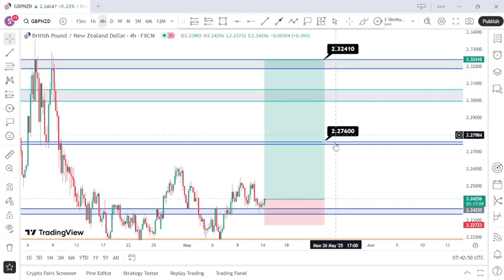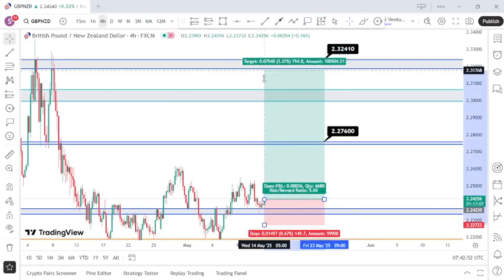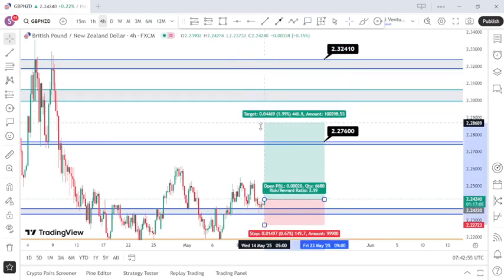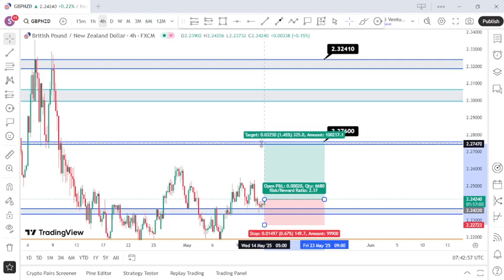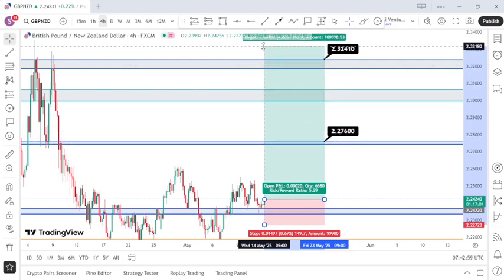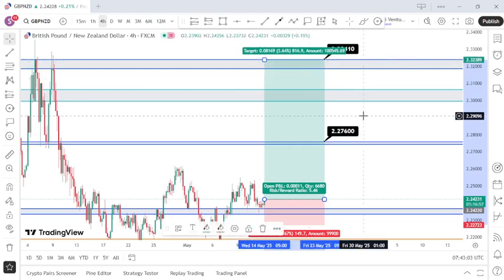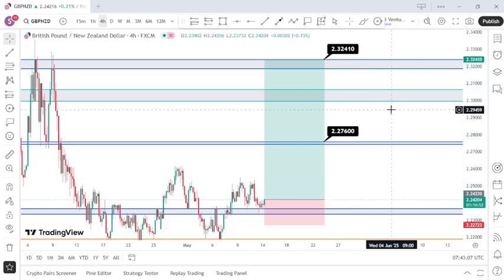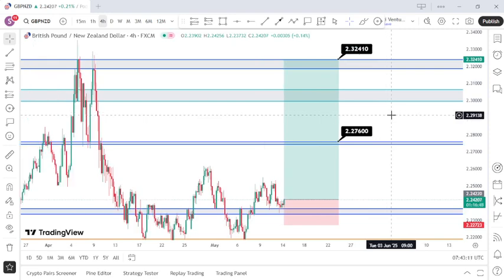So after we hit TP1, let me see. Okay, I wanted to say after we hit TP1, then we break even, but it's not right. It's not up to the minimum RR we use. We use a minimum of 3 RR. So after we get 3 RR, then we break even on GBPNZD.